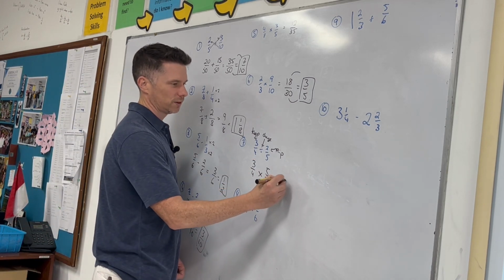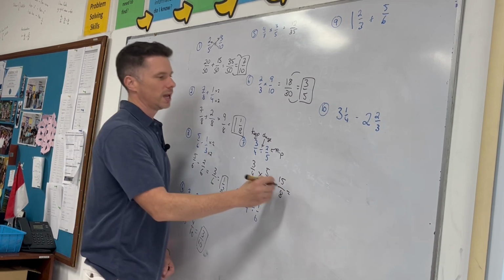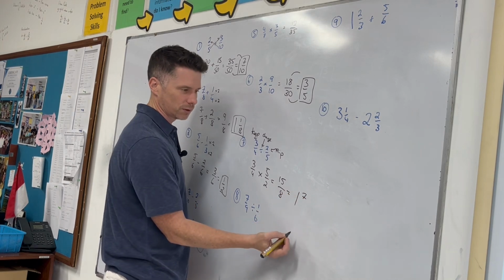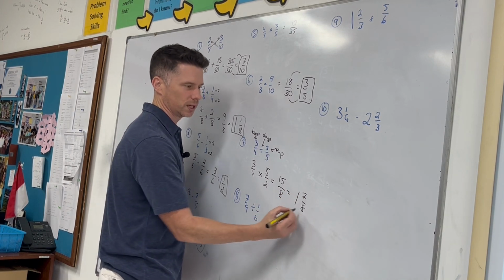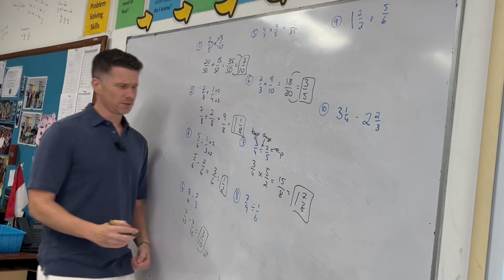3 times 5 gives 15, and 4 times 2 gives 8, and now change it to improper. 8 fits into 15 once, almost twice, but only once, with a remainder of 7. What do I do with that 7? I put it over 8. 1 and 7/8.